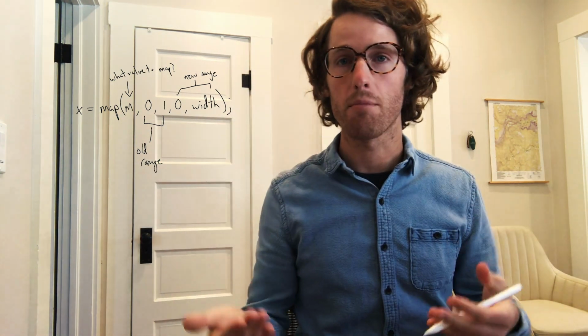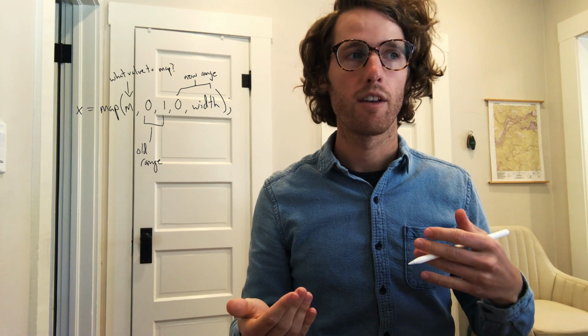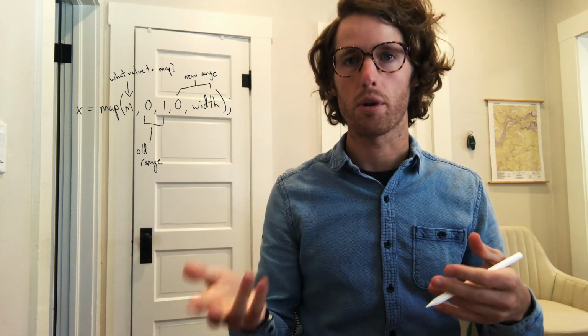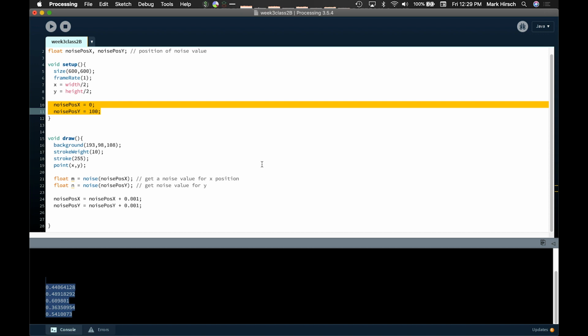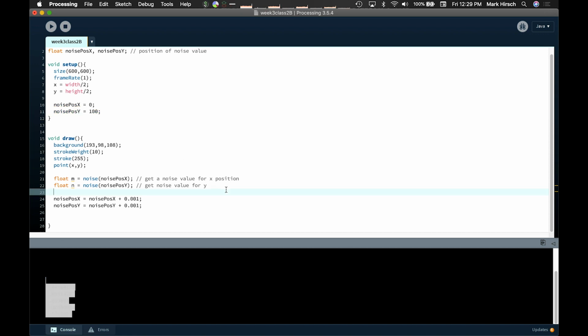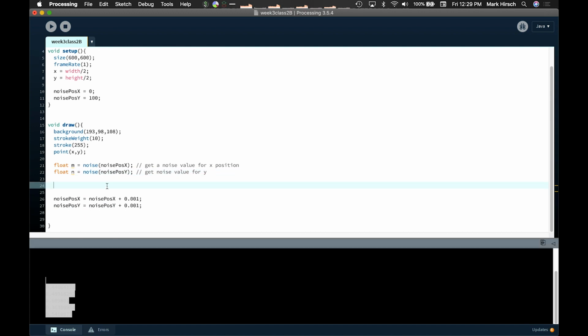And so we would do the same thing for y, but just between 0 and height. So let's go ahead and put that in. Okay, so we said that we want to map these values. We want m to not be between 0 and 1, but between 0 and width.